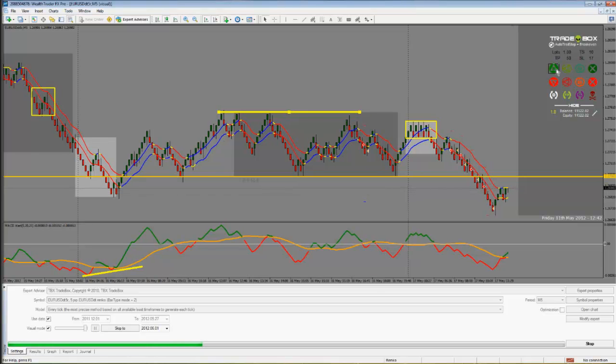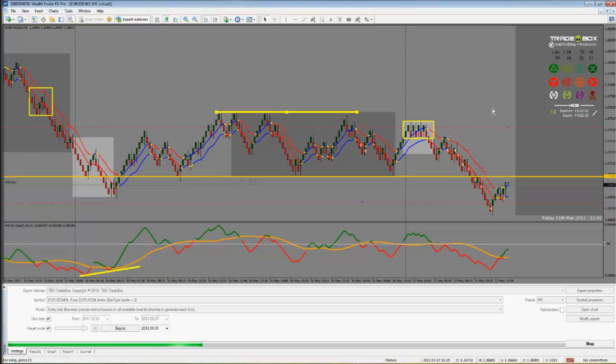Just slow that down a bit for me. And off we go. Now, we've got resistance just above that, guys. So if we get up into that resistance, I'm going to look to move to our breakout. And we'll take our profit at that level there.